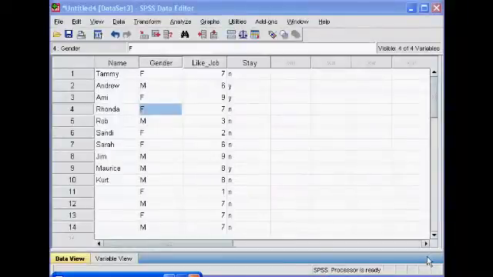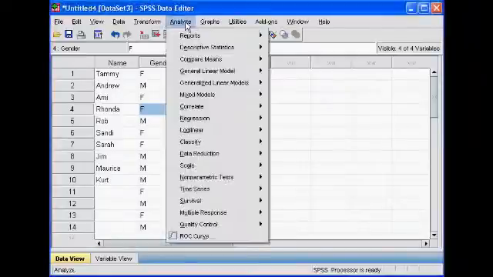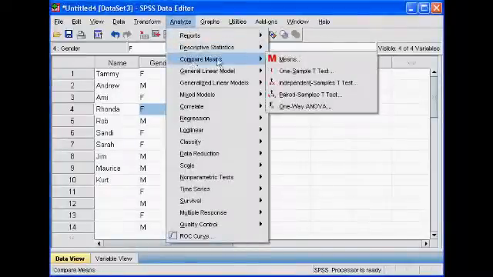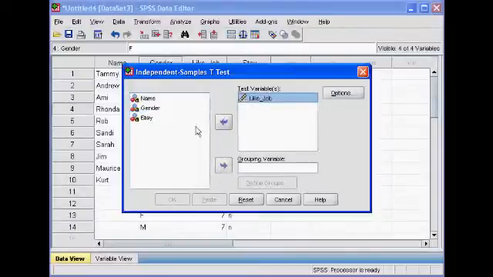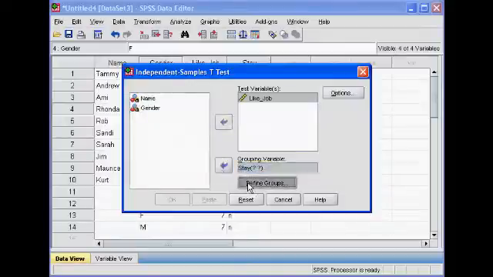Now I'm ready to test my second hypothesis, whether there's a relationship between how much people like their jobs and whether they would stay or leave if they won $5 million. I'm going to test that hypothesis in a similar way with the independent samples t-test. Compare means, independent samples t-test. Again, my test variable is like job, and this time my grouping variable will be stay.